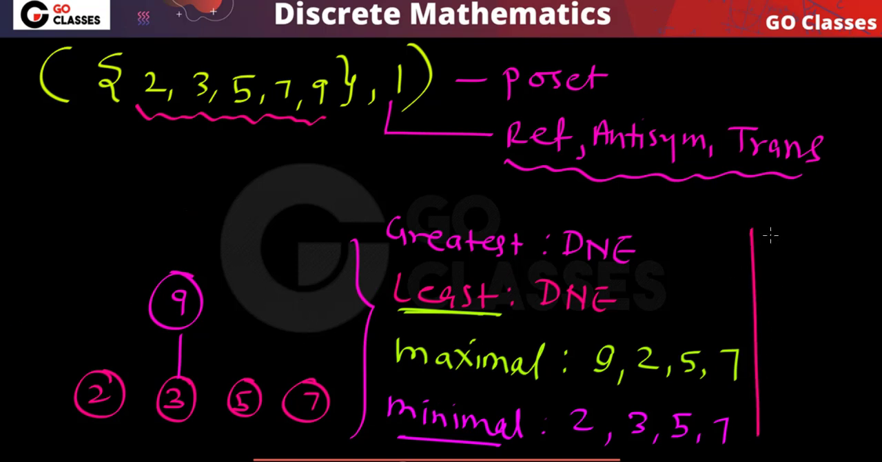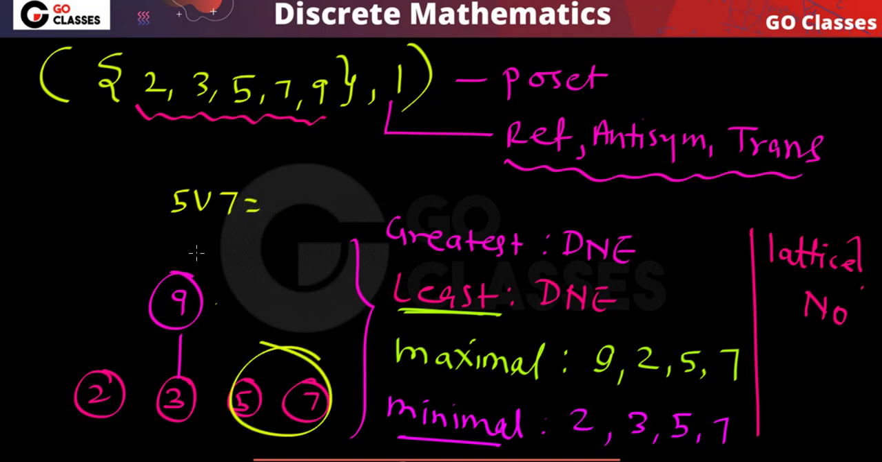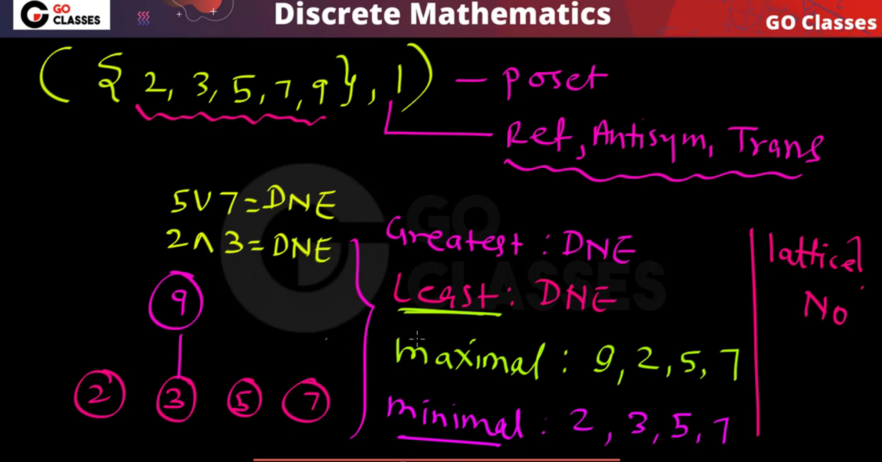Is this a lattice? Just check it. This is definitely not a lattice. Why? Because you can clearly see that there is no LUB of 5 and 7. So there is no LUB for these two. So I can say the LUB of 5, 7 does not exist. Similarly, for 2 and 3, the GLB of 2, 3 also does not exist. So I can say this is not a lattice. Okay, so this is the idea.